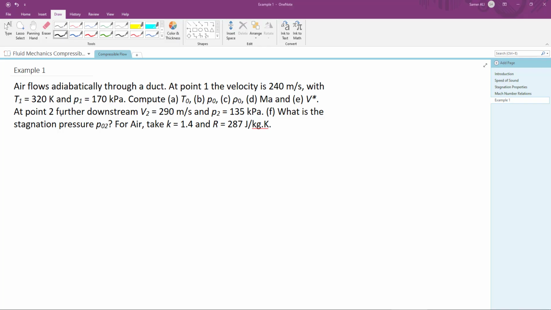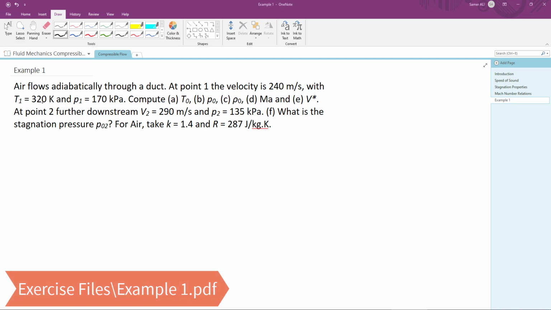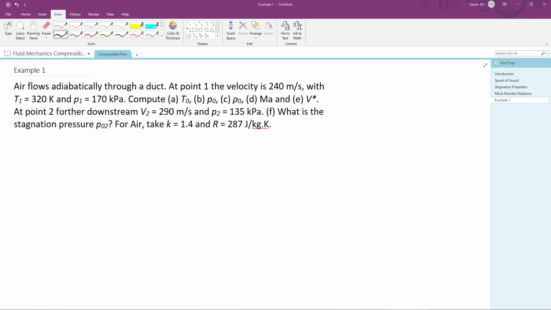Hello and welcome to this new lecture on compressible flow. In this lecture, we'll solve our first example, and I've included this example for you as a PDF file under the exercise files folder. So please go ahead and download this example and try to solve it by yourself. I advise you to pause this video for a moment and solve the example by yourself.